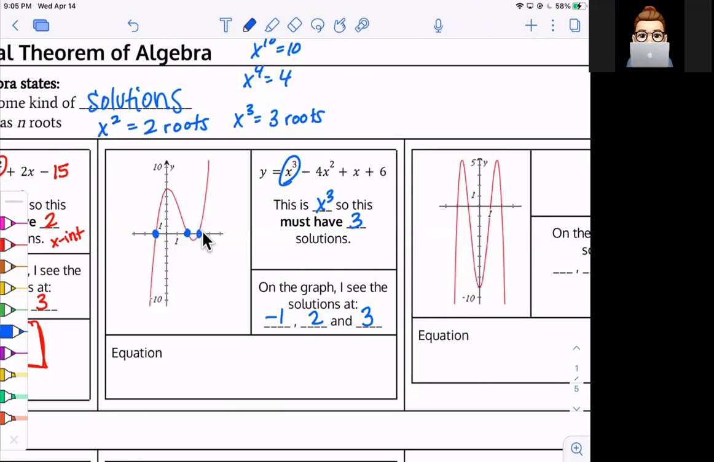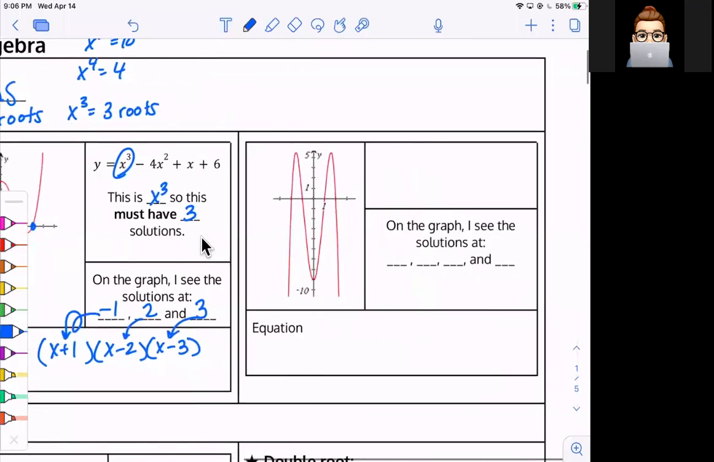So I can see on my graph here that I have those 3 solutions. Then if I want to write my factored form of my equation, I need to have 3 parts. I'd have x plus 1, that's the flipped version of this, x minus 2, and x minus 3. So it works for cubics as well. It's the fundamental theorem of algebra. Since it's x to the third as its degree, it must have 3 solutions, which we can see on the graph. All right, let's check it out for a quartic.